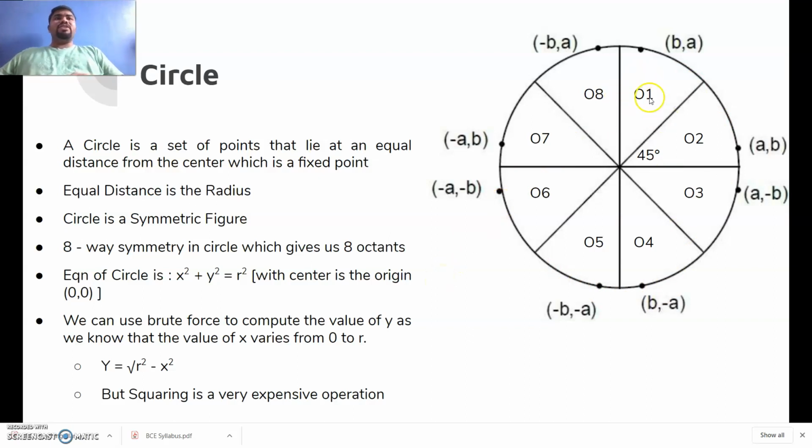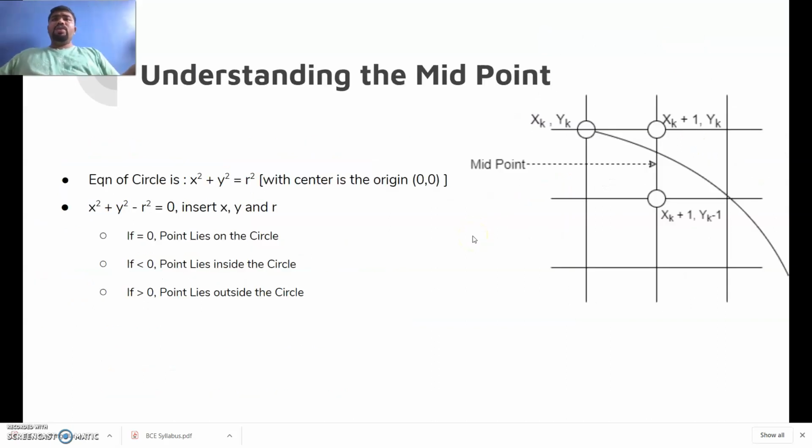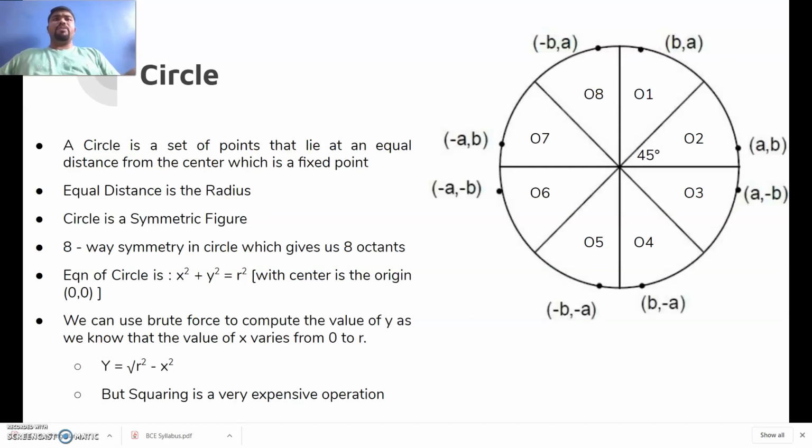Let's get the data for the first quadrant and then start using the symmetric property and make the rest of the quadrants as well. So let's get started and see how to get a particular point, and how to understand whether a point is lying on the circle, outside the circle, or how it's going to go about.